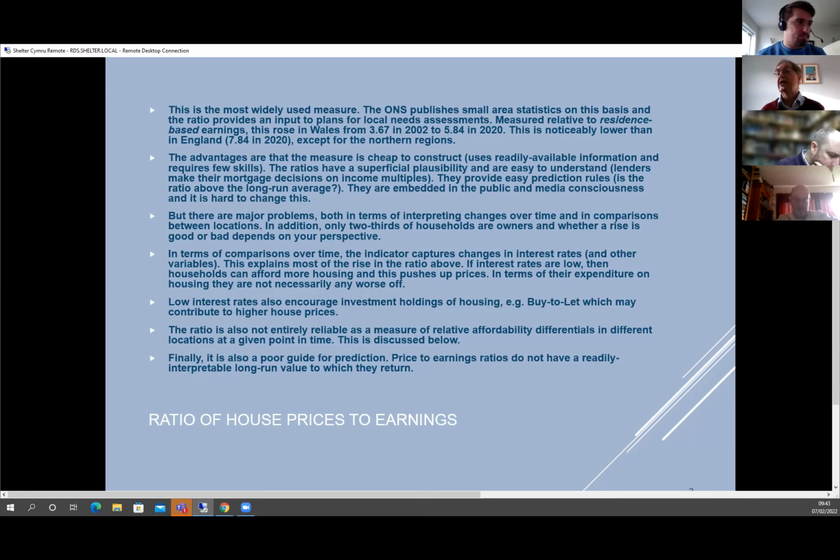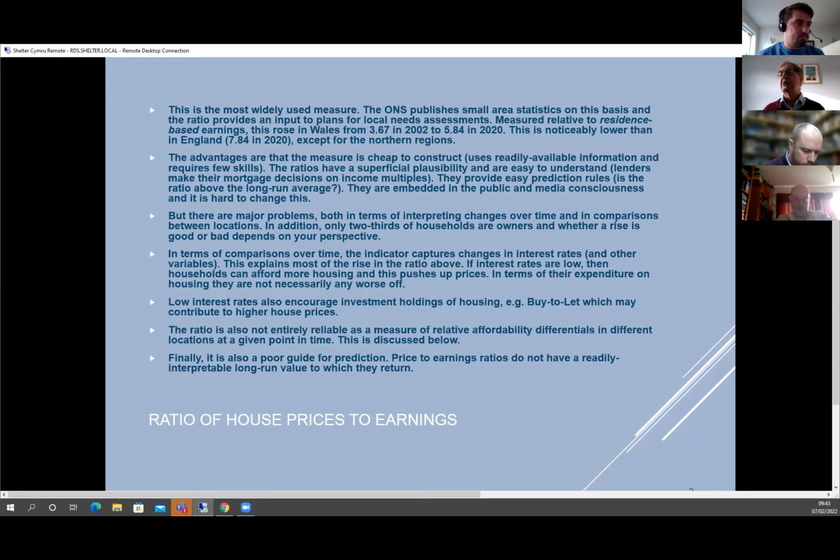Third problem is that the ratio is also not a very good guide to affordability differences in different locations. I'll come back to this a little bit later in the presentation, but remember that in England, this price to earnings ratio is actually used as part of housing local needs assessments. It's usually in official measures. Therefore, it actually has important consequences for what housing requirements are in different parts of the country.